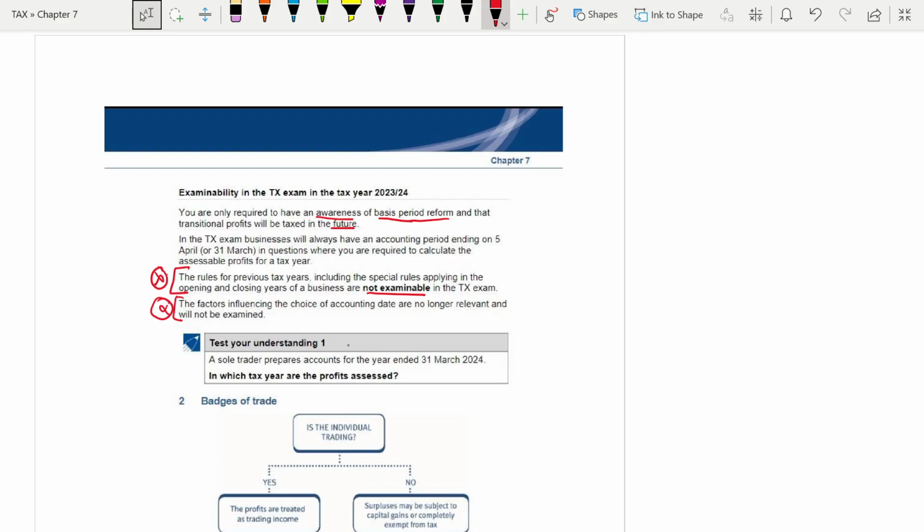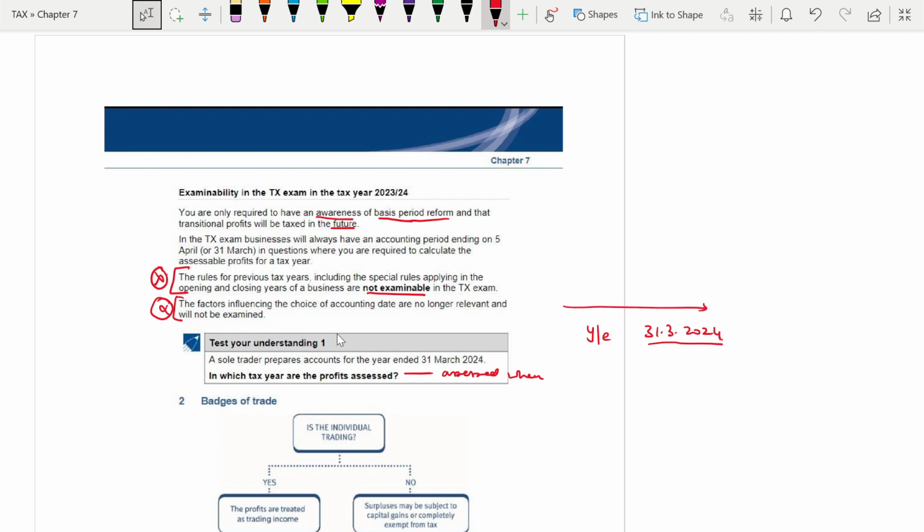Now, coming back to the things we have to take into consideration. They say that a sole trader prepares accounts for the year ended 31st March 2024. In which tax year are the profits assessed? These are the profits for the year ended 31/3/2024. This will be assessed when?